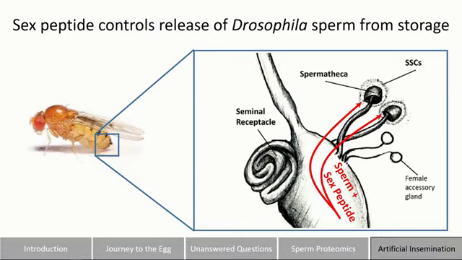We know that this happens in Drosophila melanogaster, in which sex peptide binds to sperm and then rides them into storage, but controls the release of sperm from storage long after a female's mated. So we're interested in exploring this further, and we plan on using our sperm proteome and our semen proteome to do mass spectrometry on male-derived proteins within the spermatheca to understand what proteins might actually be getting in there.